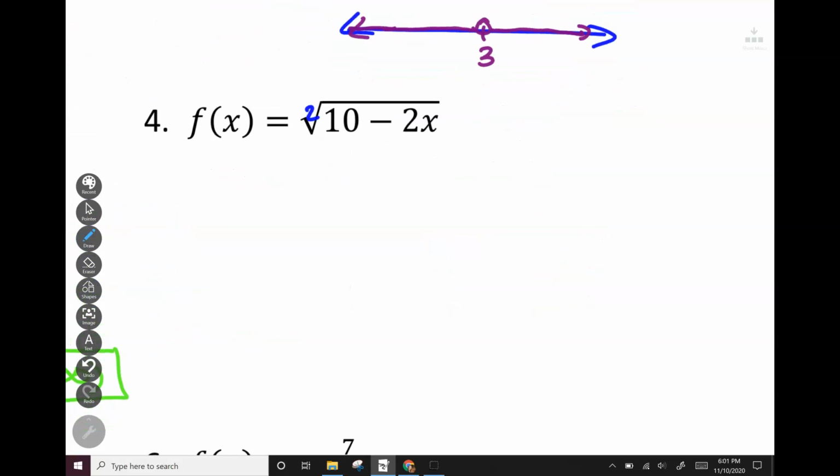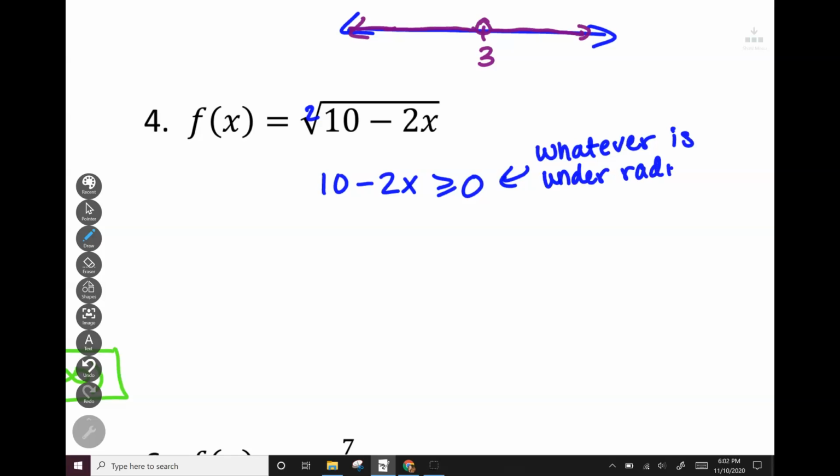Okay, so basically we need 10 minus 2x to be greater than or equal to 0 so that you're not taking the square root of a negative number, right? We can't take the square root of a negative, so it needs to be positive, whatever's underneath the radical. Must be positive. Otherwise you get imaginary y values.